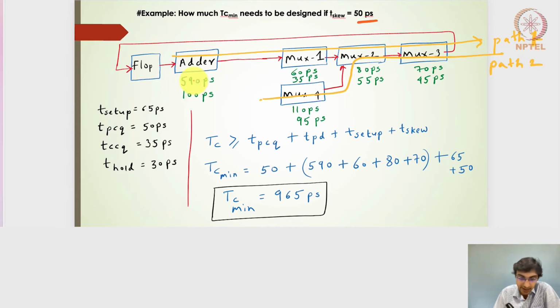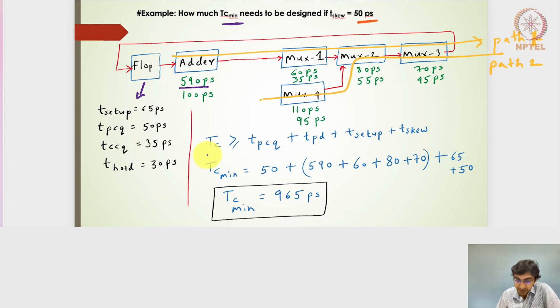Right, the propagation delays and then the contamination delays of these particular combinatorial circuit blocks are given here: 590, 60, 80, 70. Contamination delays are also given here: 100 picoseconds, 35, 55 and 45 picoseconds. For the mux4, the propagation delay is 110 and the contamination delay of 95 picoseconds is given. Right, and the flop is only one flop, but the output of these combinatorial circuits will pass into the flop and then keep doing that for every clock cycle. The question here is, what should be the TC minimum that needs to be designed so as to accommodate the T skew of 50 picoseconds? The flop's characteristics are also given here: T setup time, TPCQ, TCCQ and T hold time.